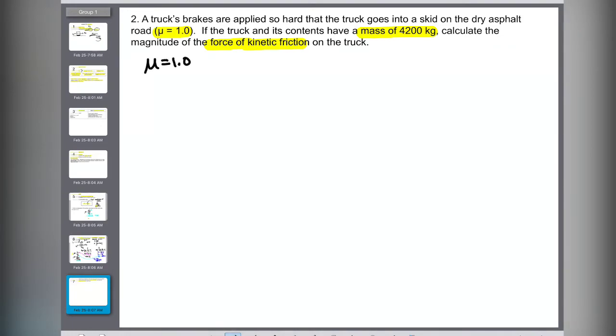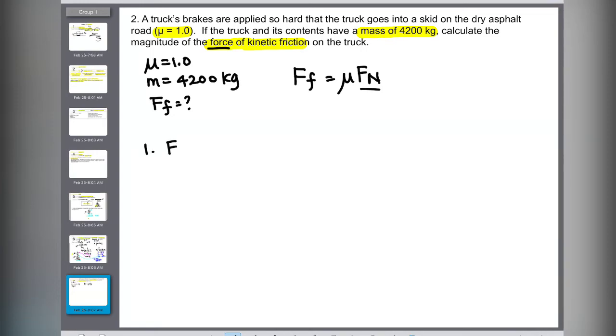So I am given mu is 1.0, no units. I am given the mass, which is 4,200 kilograms. And they're asking you what is the Ff, the actual calculation of kinetic friction. So that's Ff, the force of it, right? Okay, so let's see what I can do. I know force of friction, I know the equation is mu Fn. I don't know what Fn is, so that means you need to find it.